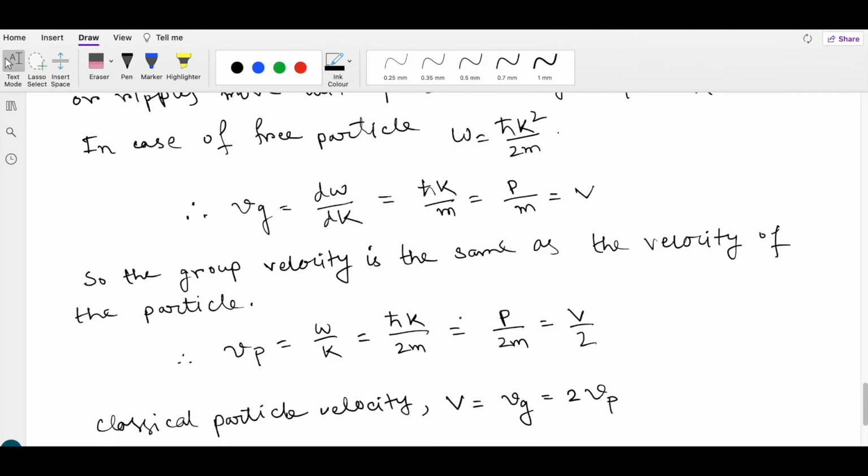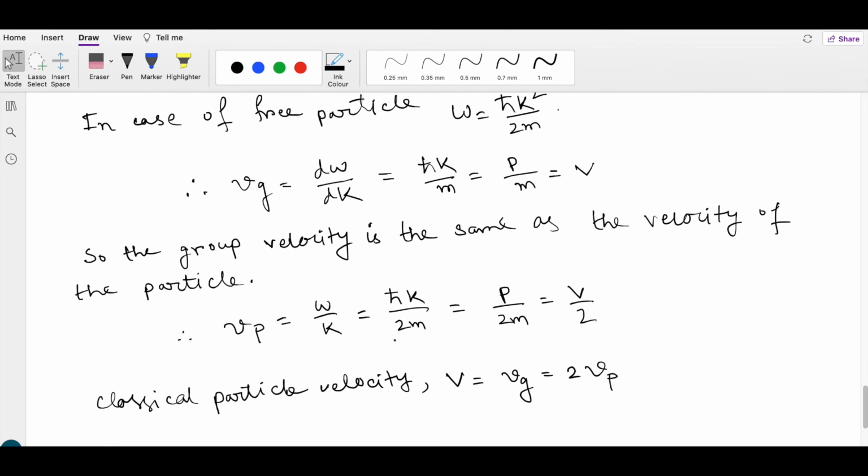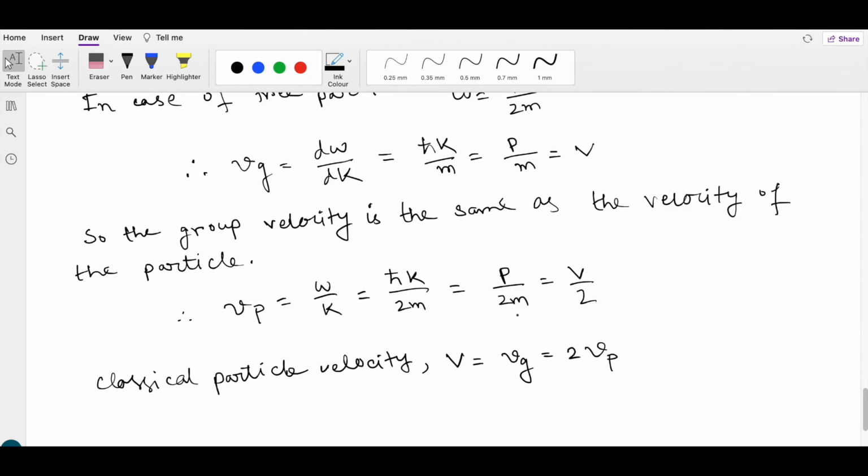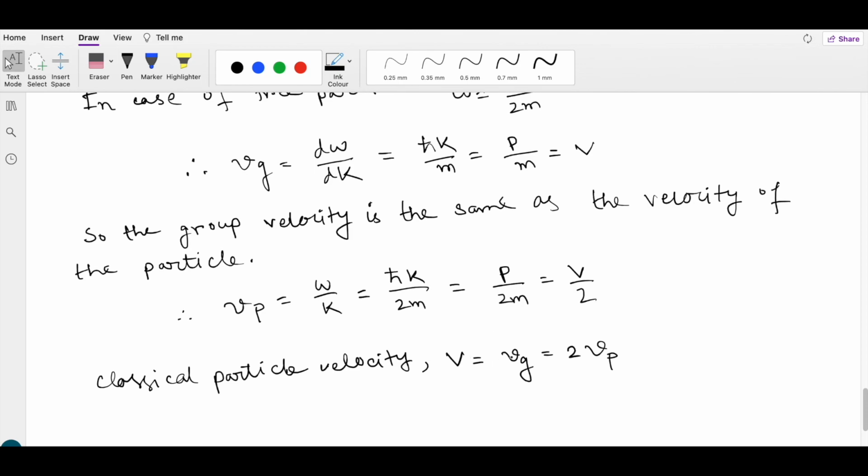Now phase velocity is omega by k, so h cut k by 2m, h cut k is p, so p by 2m, so this is v by 2. So phase velocity is half the classical velocity of the particle, or half the group velocity. So the classical velocity is the same as the group velocity, or twice the phase velocity.